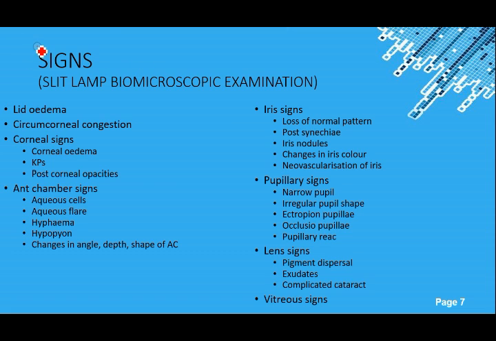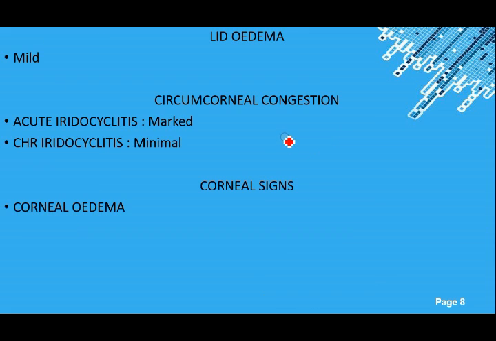Then moving on into the signs. So these are the signs, and I've arranged them accordingly. It starts off at the lid, then moving on to the conjunctiva, the cornea, then the anterior chamber, the iris, then the pupil, lens, and vitreous. I've just enumerated them to make it easier, but we're going to see each of them in detail.